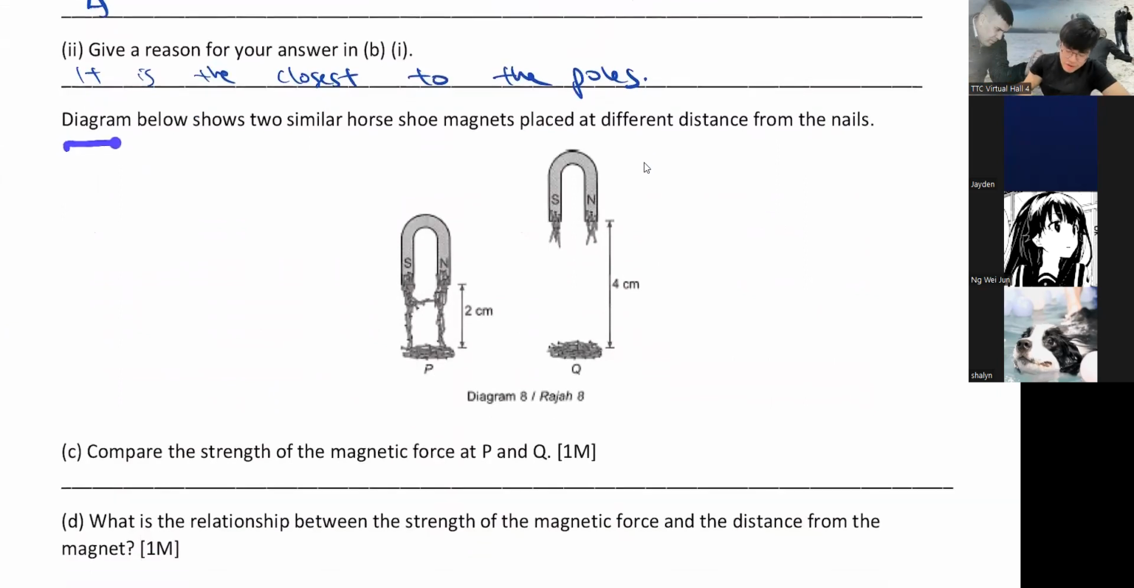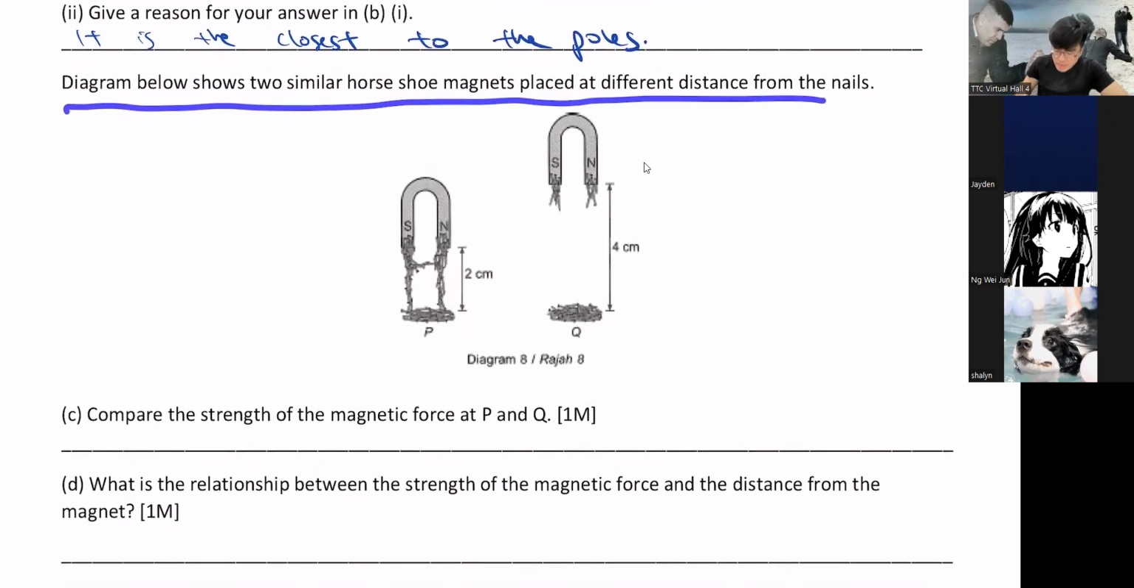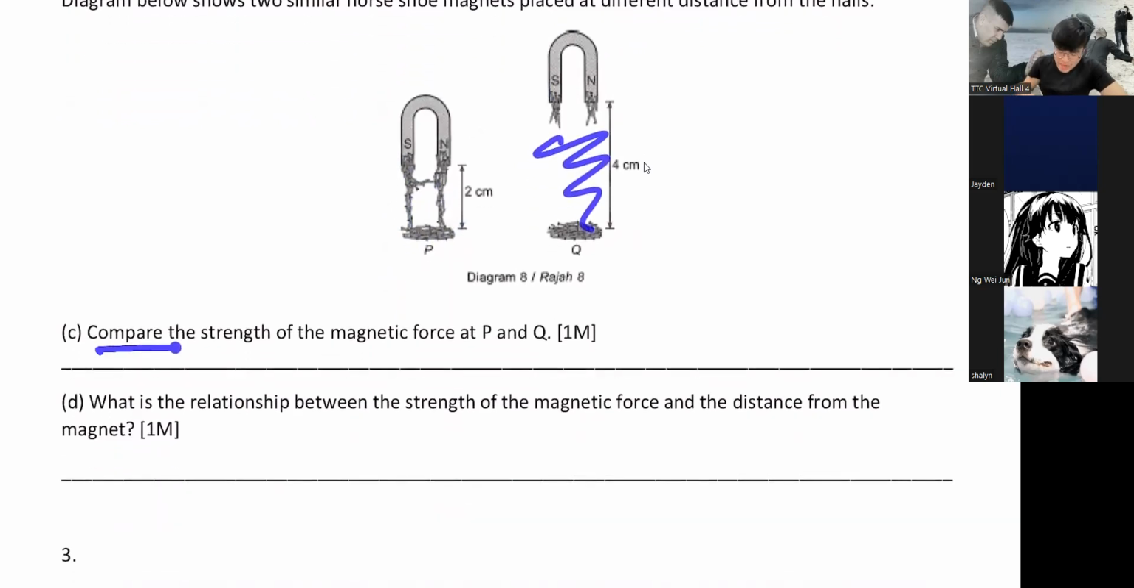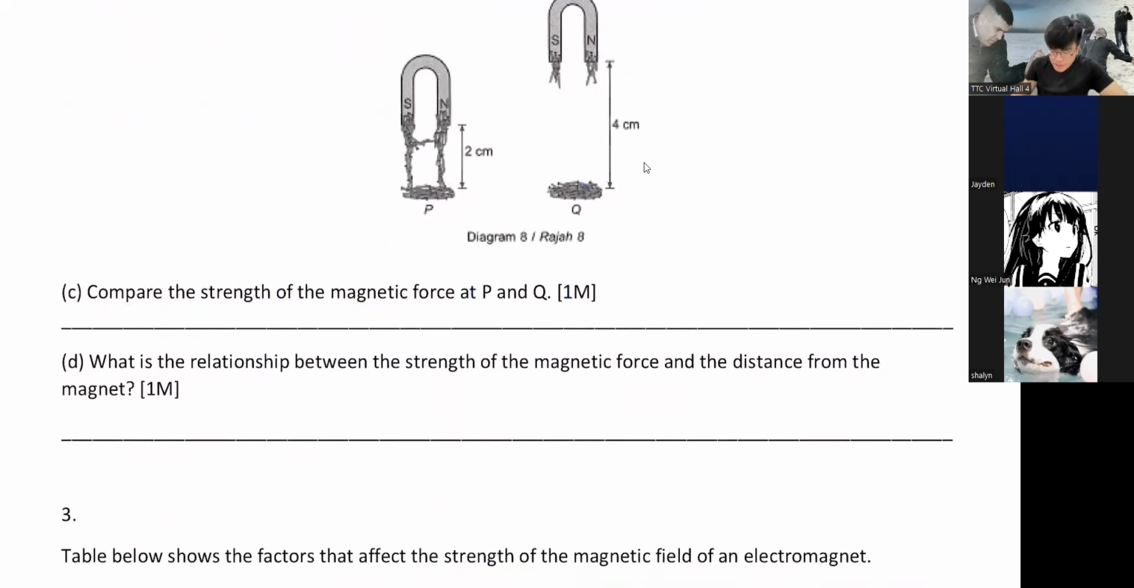All right, the diagram below shows two similar horseshoe magnets placed at different distances. As you can see, if they are very close to the nails, they attract a lot of nails. If they are very far, they cannot attract. Compare the strength of the magnetic force at P and Q. P here is stronger, Q is very weak. So the strength of P is stronger than Q.